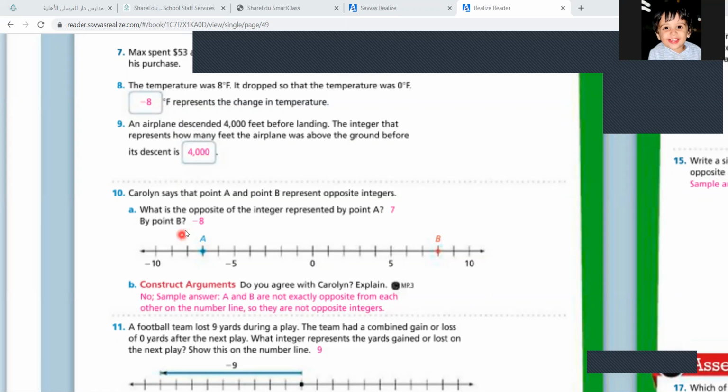Now the same thing they ask you for point B. Point B is here. You have to check 5 and 10. How do you count? 5, 6, 7, 8. So what is the opposite of point B? That is 8, minus 8. Very good. That's the answer. Okay. Understood? Yes. All right.